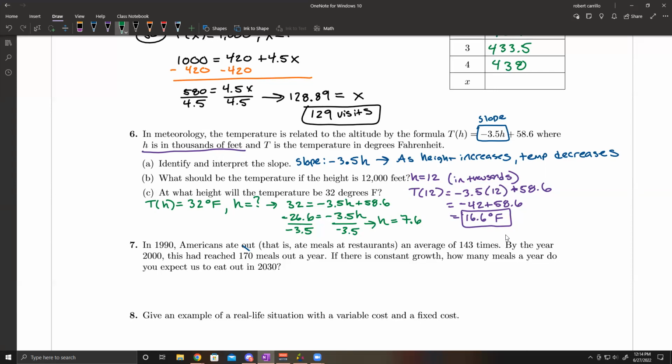But remember, height is in the thousands. So we can't say at 7.6 feet, the temperature would be 32 degrees. That doesn't make sense, right? So what we have to do is multiply this answer by 1,000. And we will get that in order for the temperature to be 32 degrees Fahrenheit, the height must be 7,600 feet. So at 7,600 feet, you're at 32 degrees. Okay.